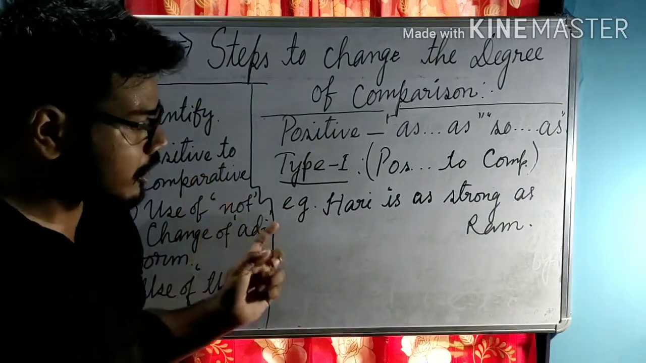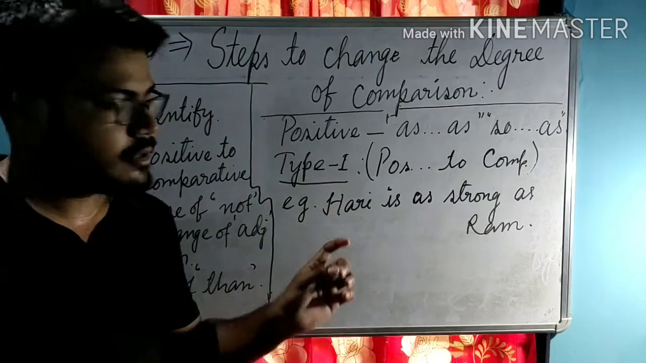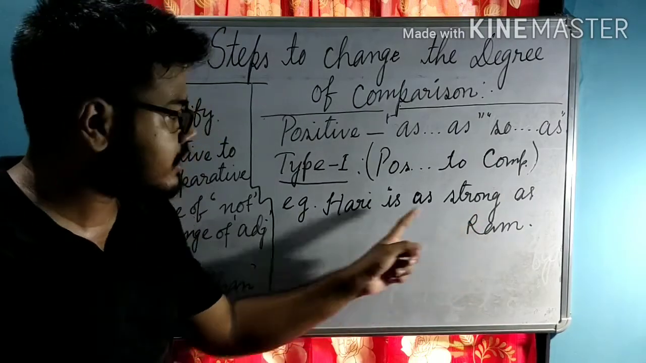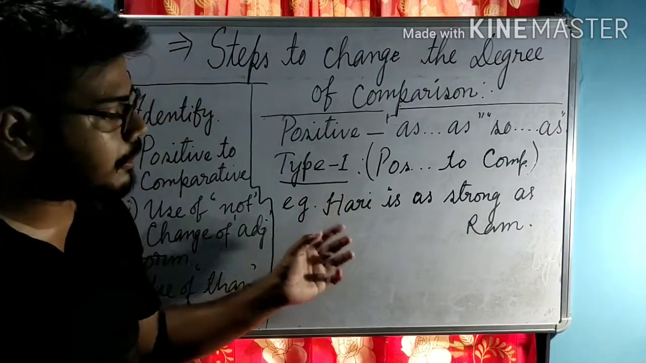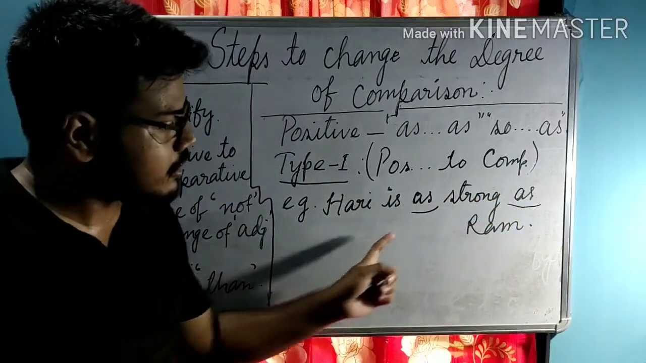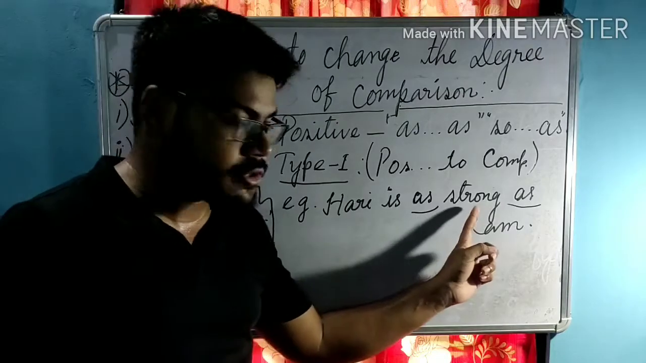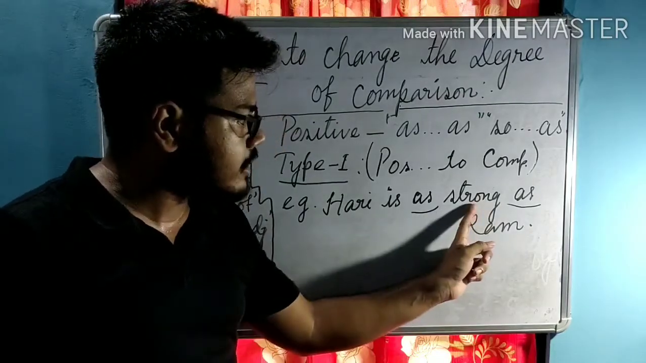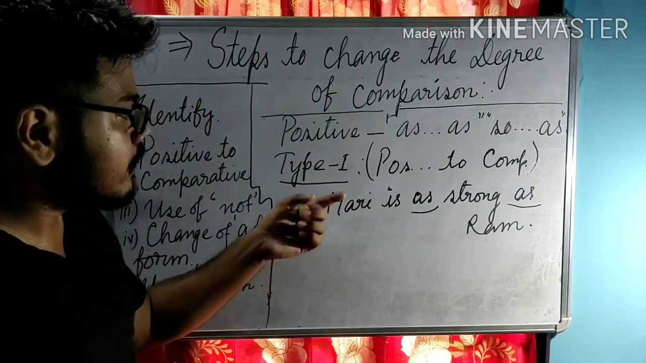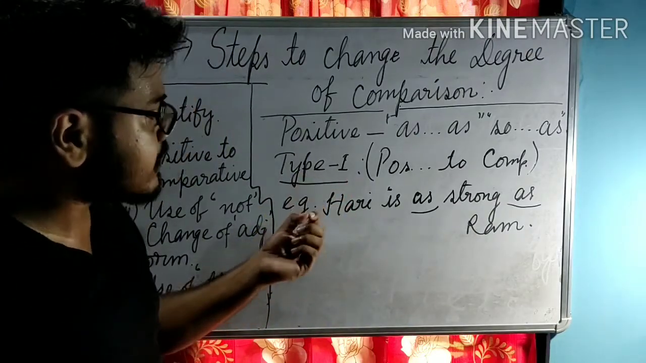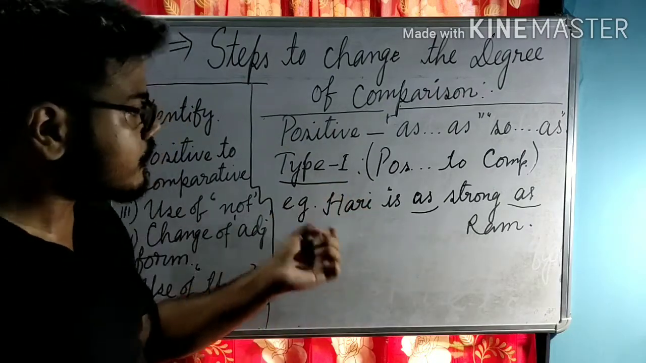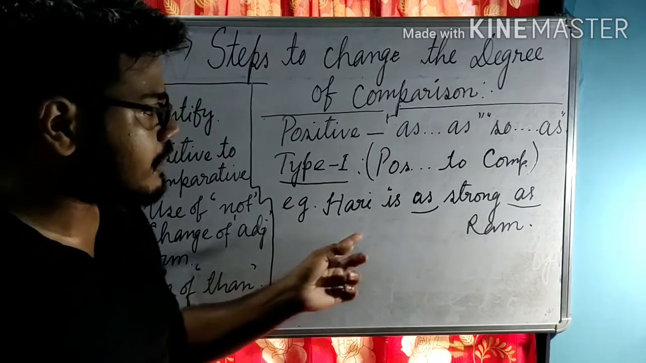The number 3, use of not. What do you mean by use of not? If in a sentence, for example here, Hari is as strong as Ram. So this is a sentence of positive degree. Yeah, as ase. So what is the object? In this sentence, the object is strong. In this sentence, when we transform this sentence from positive to comparative, we don't need to use not.